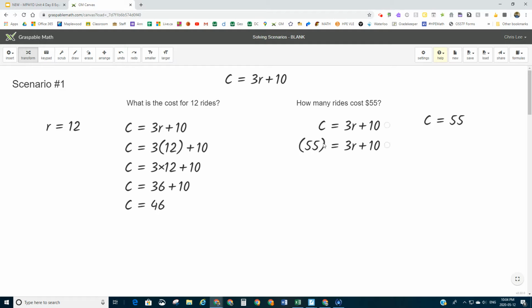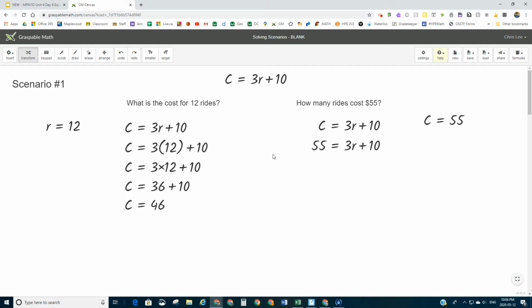Now, Graspable Math says deal with these brackets because BEDMAS tells me I've got to deal with it. So if I just click on the brackets, you'll see that disappear. Now, that step is kind of not important. So if you wanted to hide it, you can move it back up and just have this 55 being replaced and substituted in there.